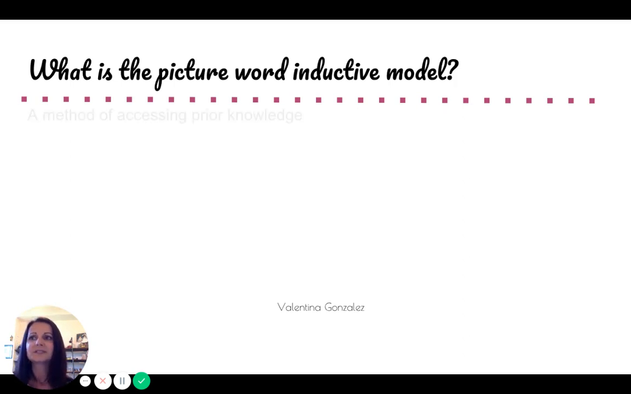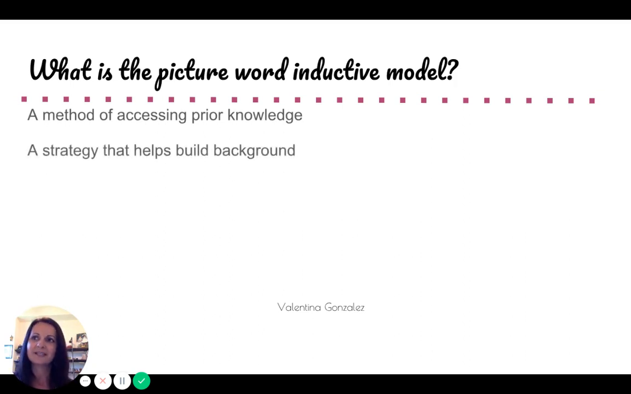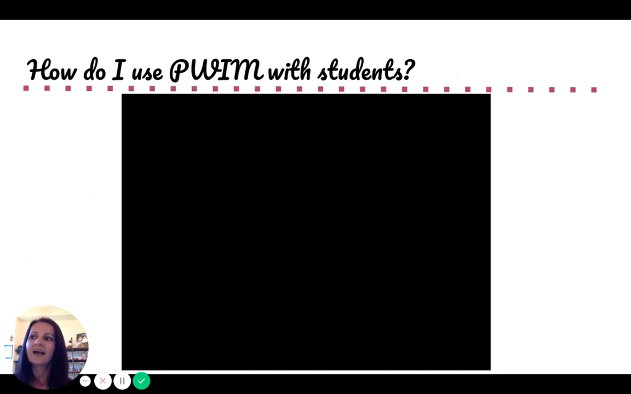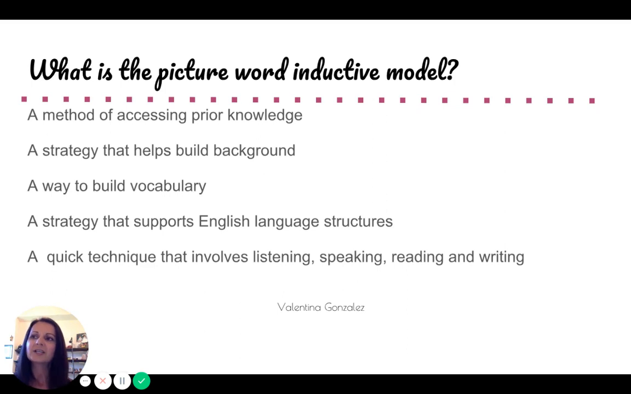The picture word inductive model is a research-based model that really incorporates all language domains while still accessing prior knowledge, building background, and building vocabulary and language structures all at the same time. And it really, truly is amazing. I've been using this strategy for many years before I even knew what it was called. And now I'm just refining my strategy and use of it.